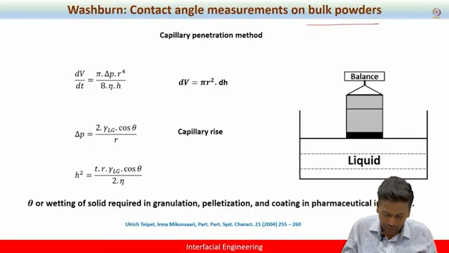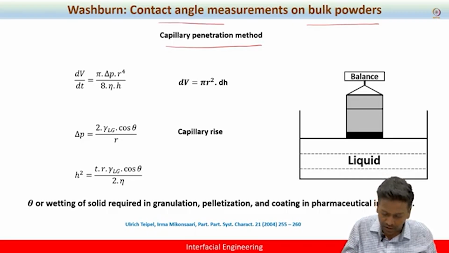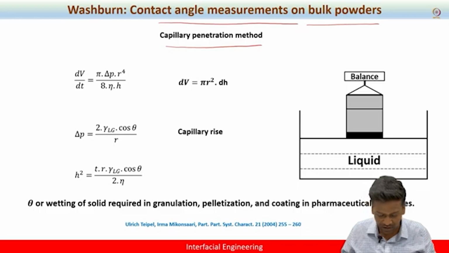As I mentioned, we can use this capillary penetration method if you want to understand the contact angle measurements of porous material. The approach is going to be very simple. One would have to plug this porous material into the capillary tube, and then this capillary tube attached with the microbalance can be carefully placed such that it touches the liquid, right?